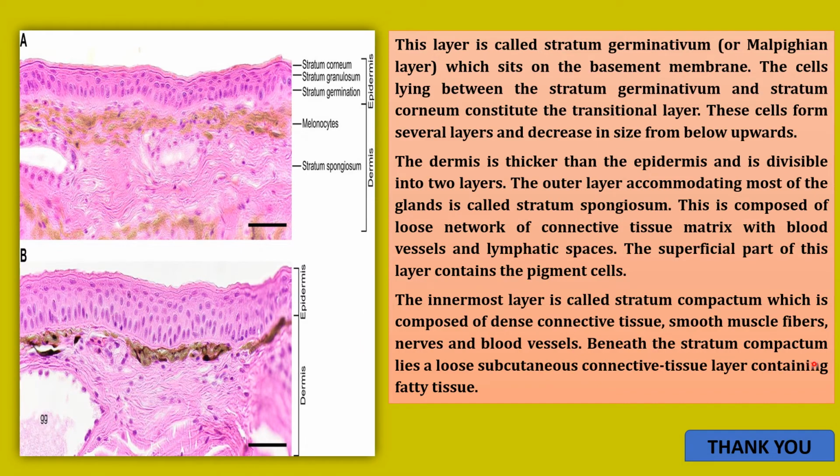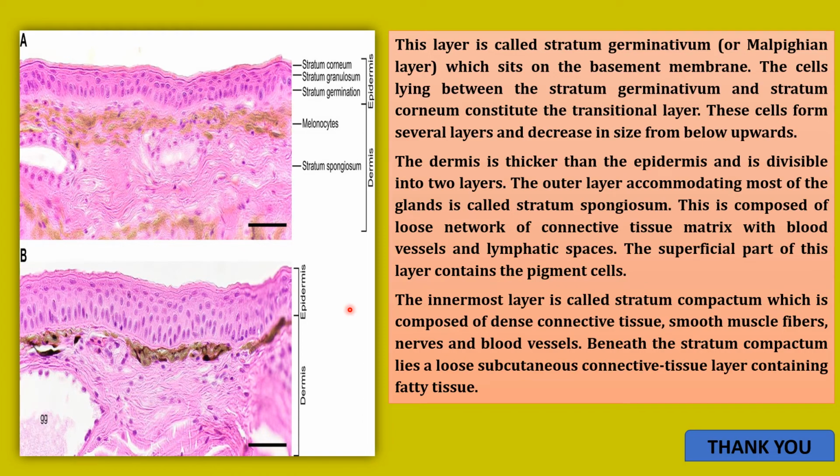Beneath the stratum compactum lies a loose subcutaneous connective tissue layer containing fatty tissue. Stratum compactum is this layer, and beneath this is a subcutaneous connective tissue layer. What is the meaning of subcutaneous? Cutaneous means related to skin. Subcutaneous means situated under the skin. So skin is completed till dermis. Beneath the dermis, there is another connective tissue layer that contains fatty tissue. Hope you have understood.